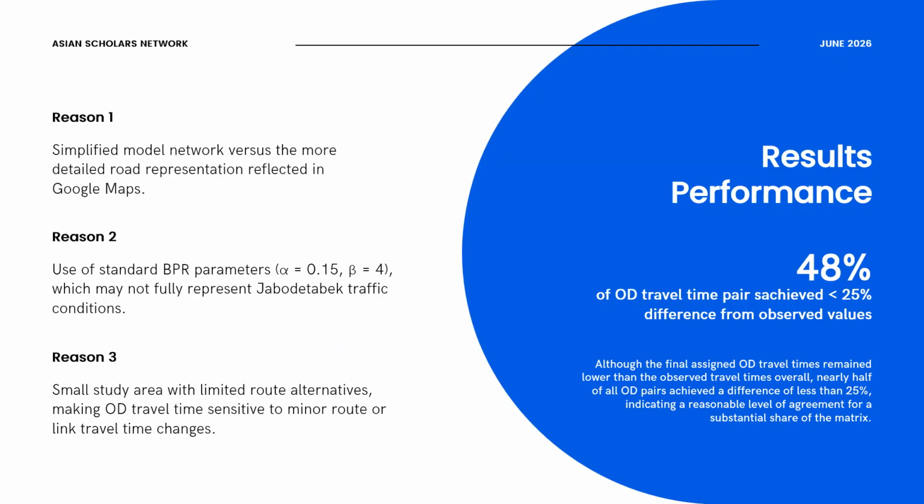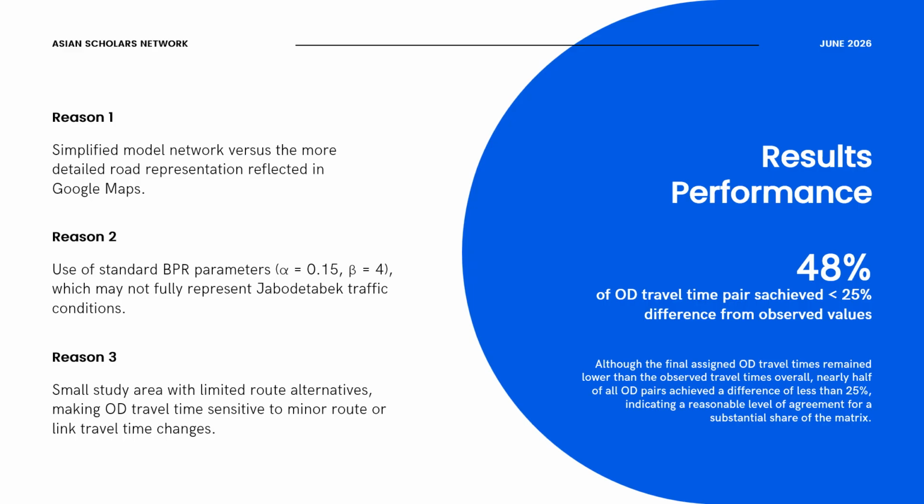Although the final assigned OD travel time remained lower than the observed travel time overall, the results still show a reasonable level of agreement for a substantial share of the matrix. Specifically, 48% of OD travel time pairs achieve a difference of less than 25% from the observed values.